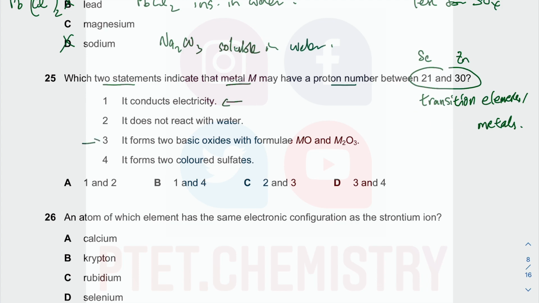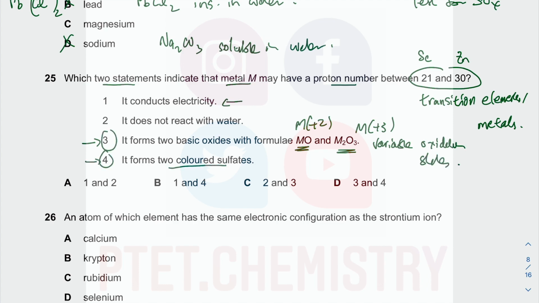Well, they can form oxides in variable oxidation states. So one thing that you can be aware of is variable or many or different oxidation states. Oxidation states. Colored sulfates, so those are properties of transition metals that will make them characteristic of their position in the periodic table rather than just being any metals, really. So it's got to be 3 and 4.